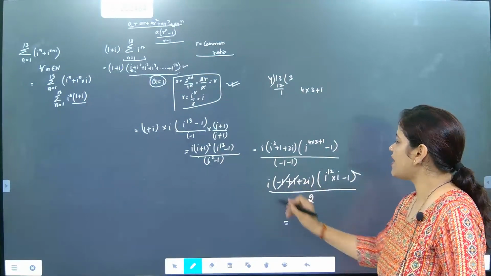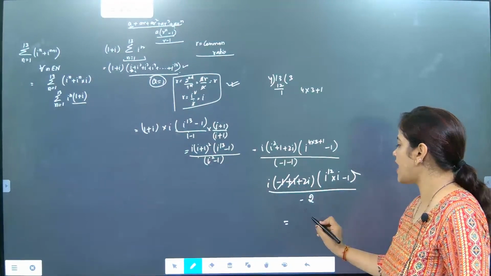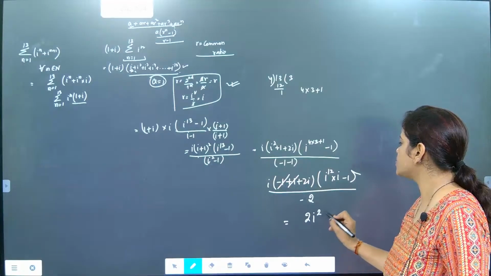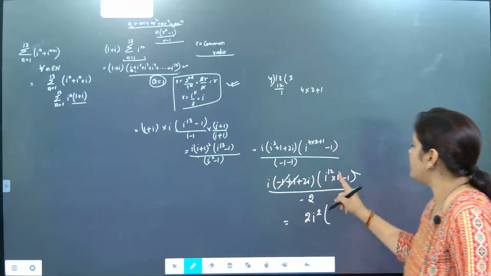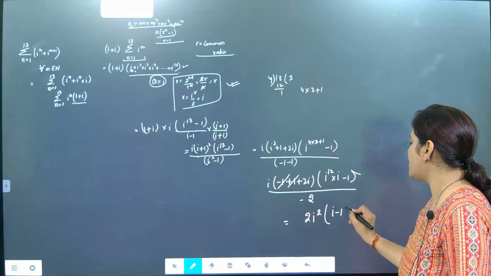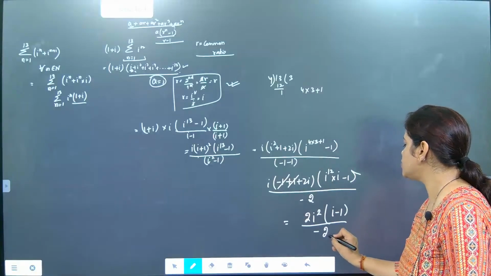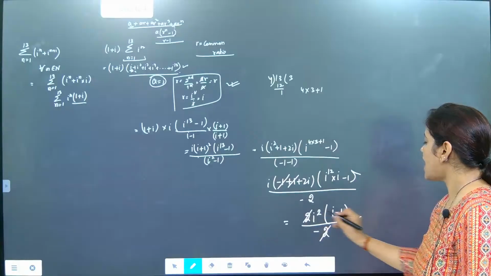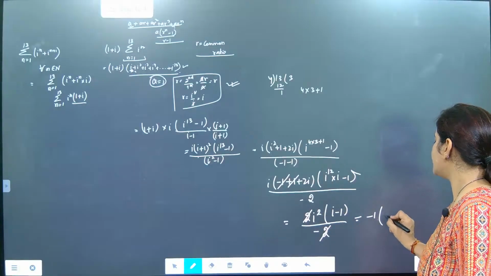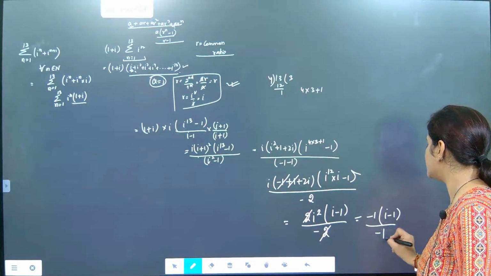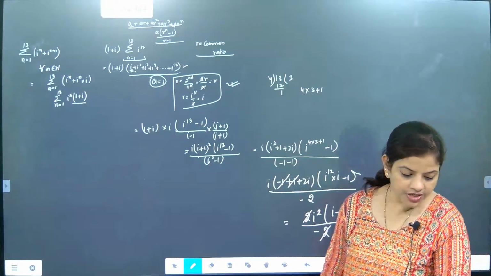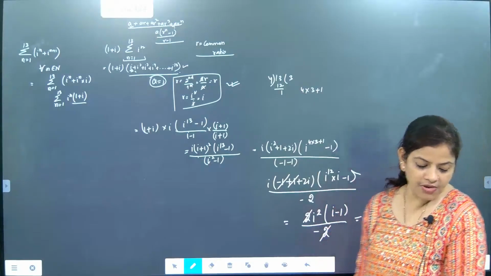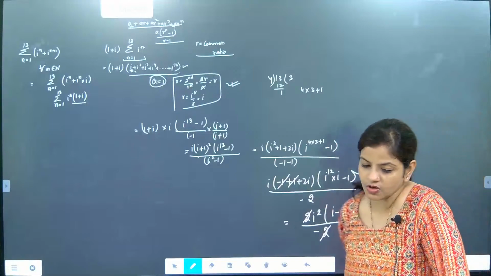Now plus 1 minus 1 will get cancelled, 2i and i. It will become 2i squared, and i to the power 12, because it is a multiple of 4, will become 1. So it is coming as i minus 1, and down it is 2i. 2 and 2 got cancelled. i squared is minus 1, so it is coming as i minus 1 by minus 1. Minus minus cancel. The answer is coming as i minus 1. So like this we can solve the question.